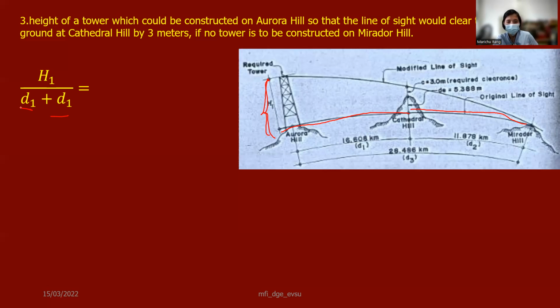And then the height of the tower that can be constructed on Mirador para mag-clear siya from Aurora with a clearance of 3 meters is equivalent to 14.387 meters. So ito yung tower na i-establish natin doon sa ating Mirador Hill. Okay, I think I hope you can follow me.